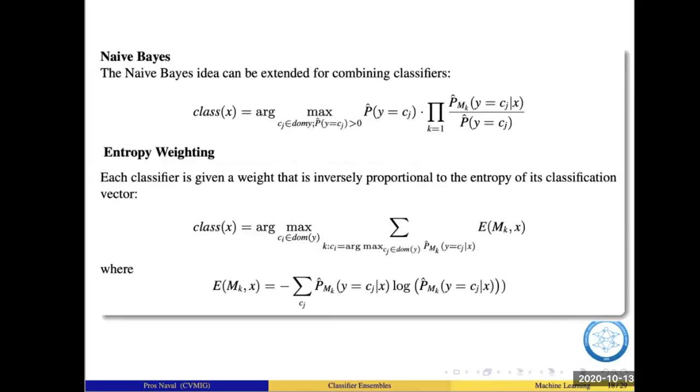And the more familiar naive Bayes also is used. The idea can be extended for combining classifiers. This time again we follow this formula. Finally, we have entropy weighing, where each classifier is given a weight that is inversely proportional to the entropy of its classification vector, such as this.